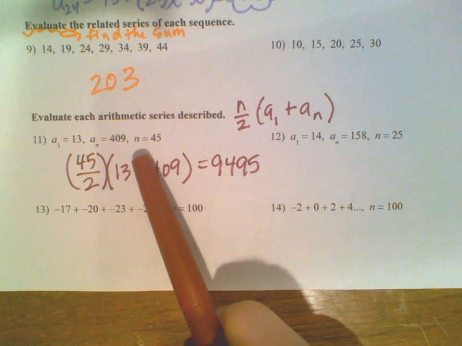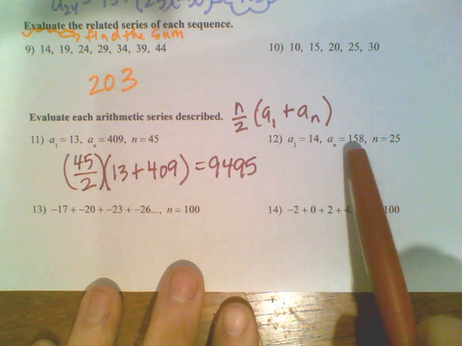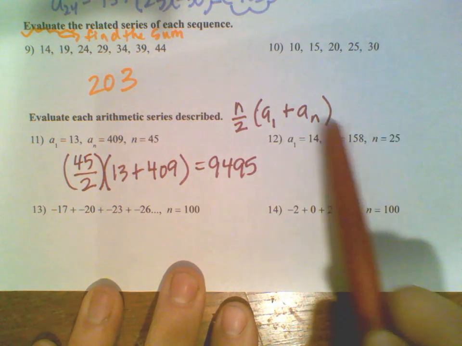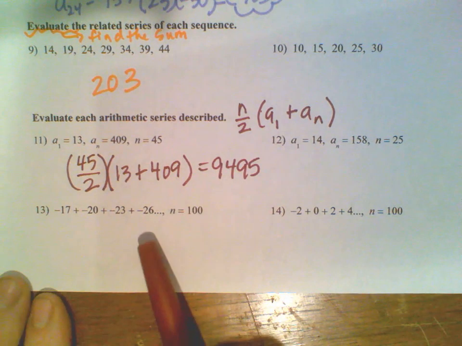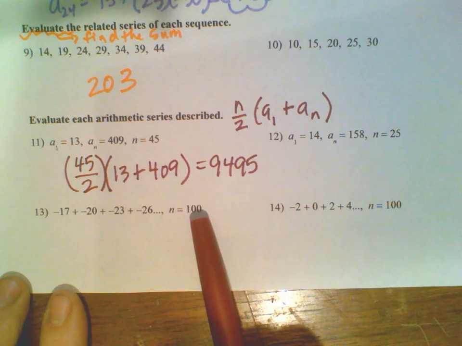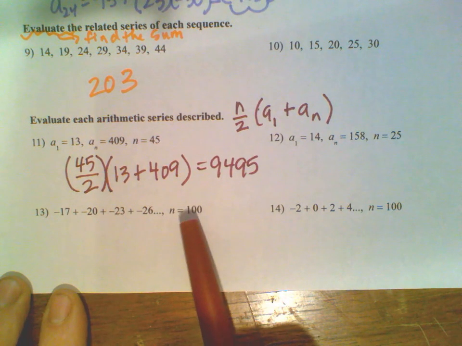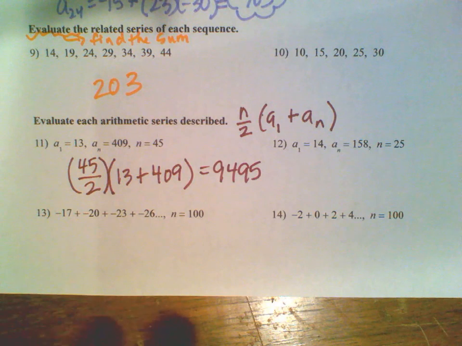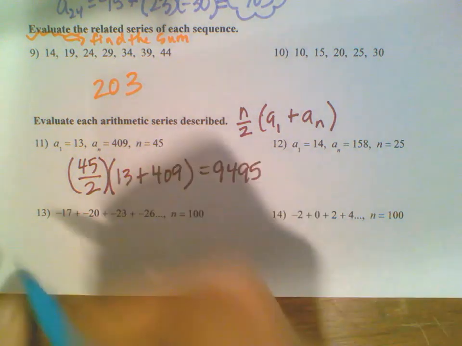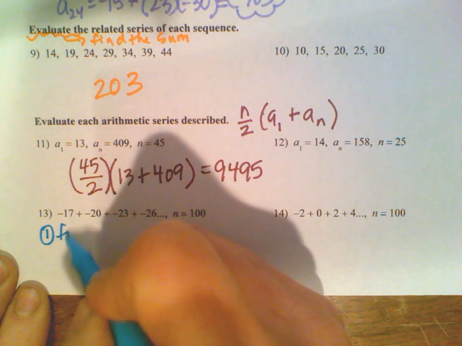Now, we came across some problems where we didn't have the last term. So in a problem like number 11, I'm given the last term. In a problem like number 12, you're given the last term. You just have to plug it all in the formula. In a problem like 13, I have to find the last term. So I need to find the 100th term. So I have two steps going on here. Step 1, find the 100th term.